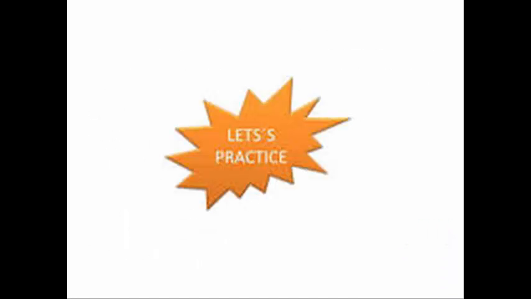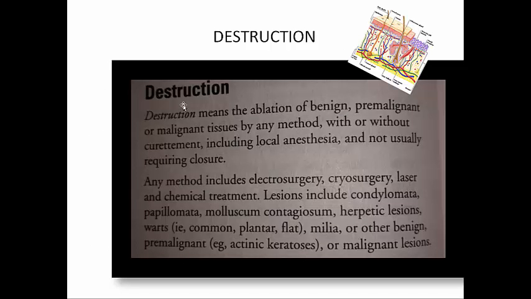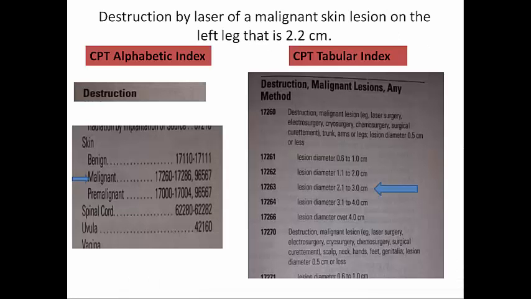So let's practice. Here's destruction. If you looked up in the destruction section of the tabular area of the CPT book, here is a guideline for destruction, what it means and what is included, what it's about. So let's say we're going to look at and code destruction by laser of a malignant skin lesion on the left leg that's 2 centimeters. So we went to our alphabetic index, we went to destruction, and we went to skin because it's of the skin and it's malignant. So I have these 17260 to 17286.